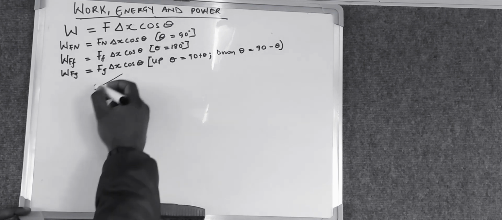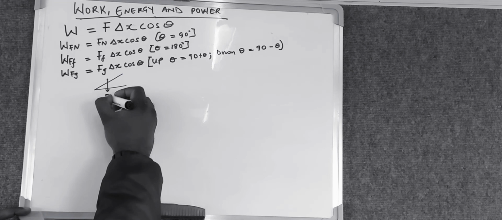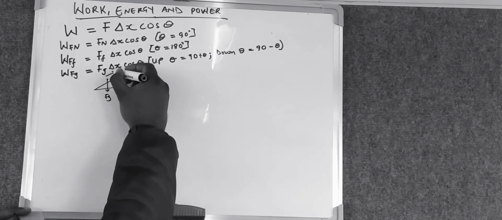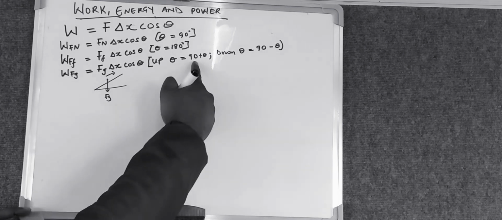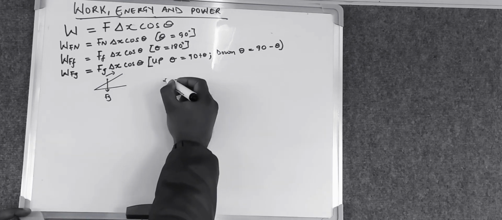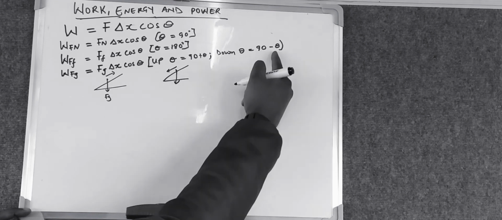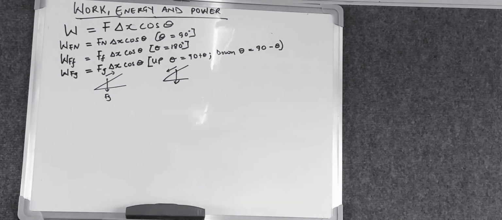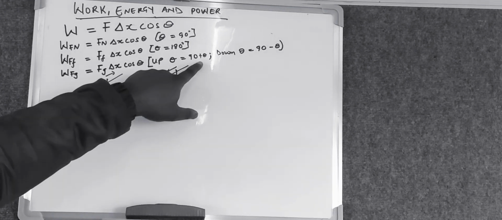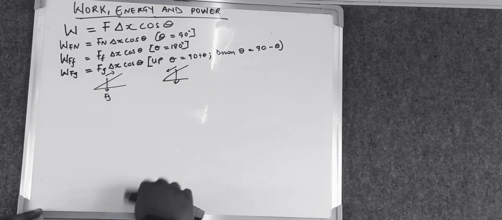Remember, if we have S, I said if this is the direction of the displacement, use this one. And if the direction of displacement is downwards, use this one. As simple as that. I don't want to bore you with a lot of trigonometrical relationships. Just take note of that. If it's moving up, use 90 plus theta, and the other one 90 minus theta.